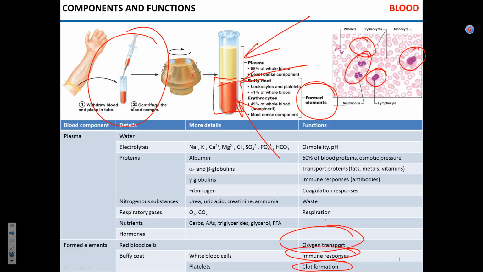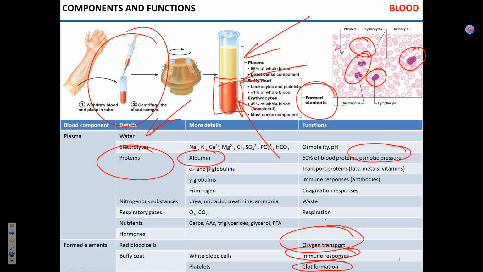What about plasma? What does it consist of? Mostly water. A bunch of electrolytes. Basically, the electrolyte content of plasma is very similar to the electrolyte content of extracellular fluid. The main difference between the plasma and extracellular fluid is the amount of proteins. Plasma is more rich in proteins. The main component is albumin, produced by the liver. It's the main regulator of osmotic pressure.